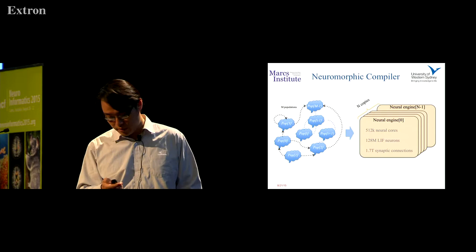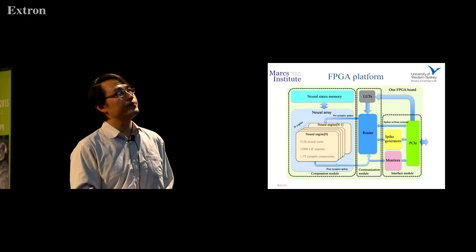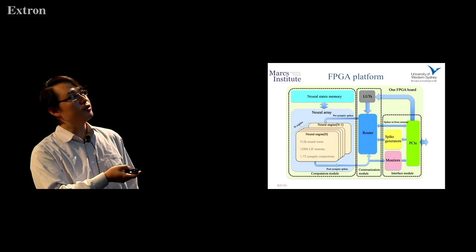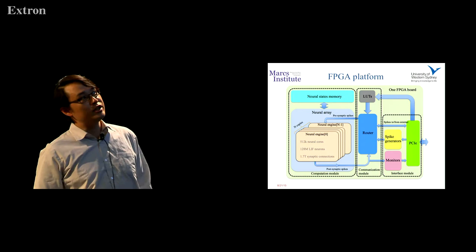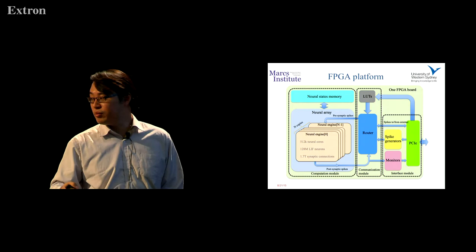So this is the hardware structure of the FPGA platform. The structure is pretty straightforward. We build a neural array with a bunch of neural engines. And then the router will do the routing for the spikes generated by the neural engine. It reads the netlist from the lookup table. And then the PCIe interface will transfer the data from the PC into the neural engine.